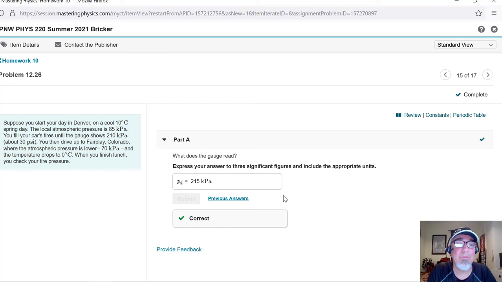So this problem is a really good example of gauge pressure versus absolute pressure versus atmospheric pressure, and a little bit with the ideal gas law. Well, a lot, really. That's how we solve the problem. Okay, just two more to go here.